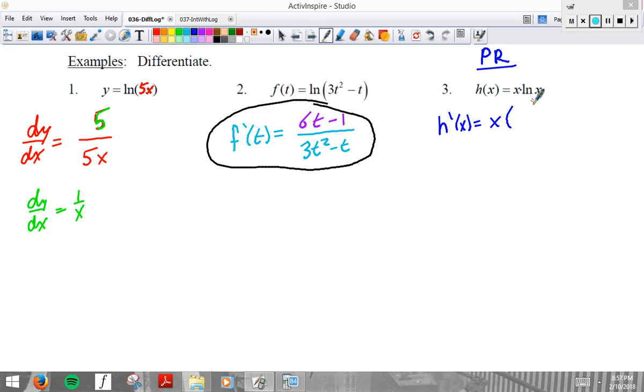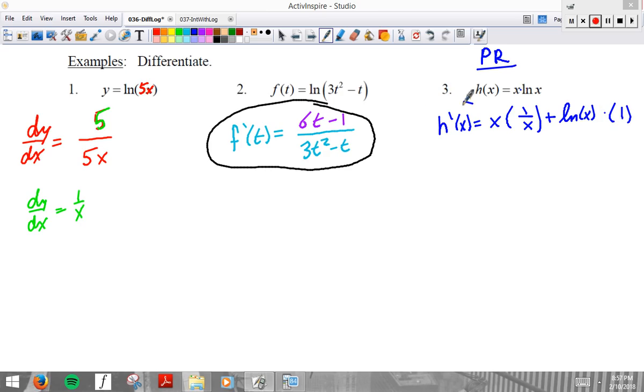first times the derivative of the second. What's the derivative of natural log of x? Did you memorize it? It would be pretty cool if you memorize it instantly. It's 1 over x plus the second guy times the derivative of the first guy, which is just 1.